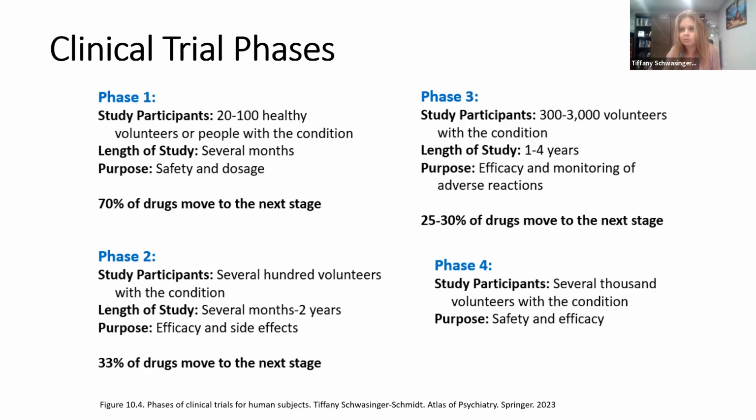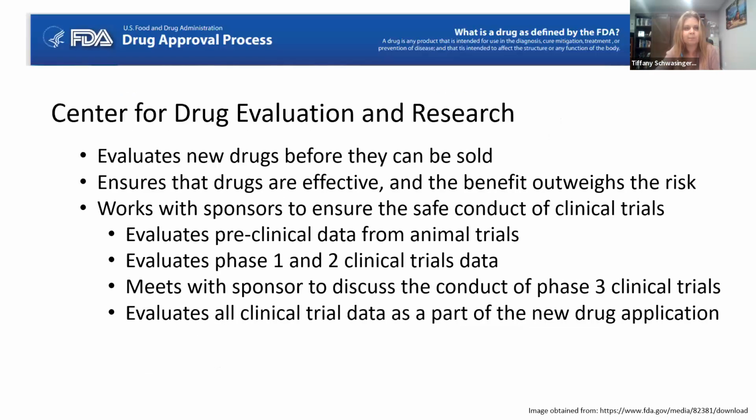And again, of those 33% of the drugs that moved on, 25 to 30% of those move to the next phase. And then we also look at phase 4, and those tend to be the post-marketing. So once it gets approved on the market, making sure it's still safe. If they see that there are increased side effects or risk to it, they will pull them off the market. So you'll hear about some of those drugs that get pulled from the market over time.